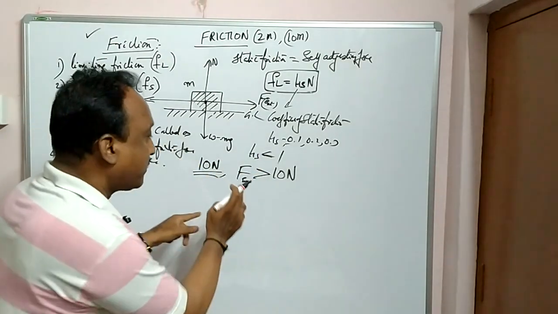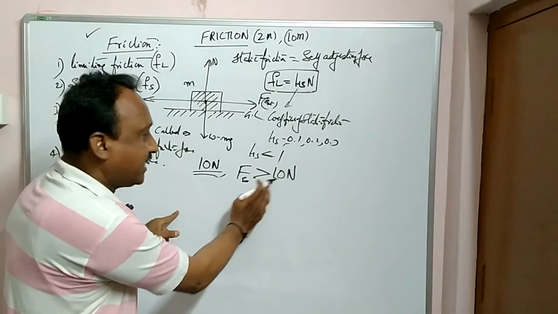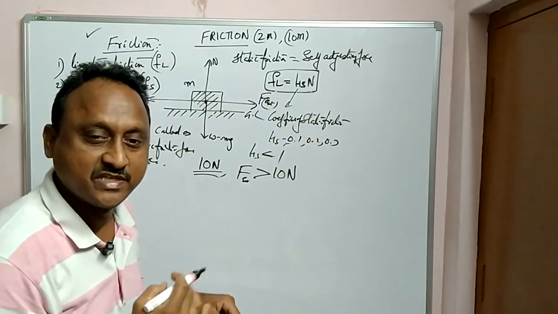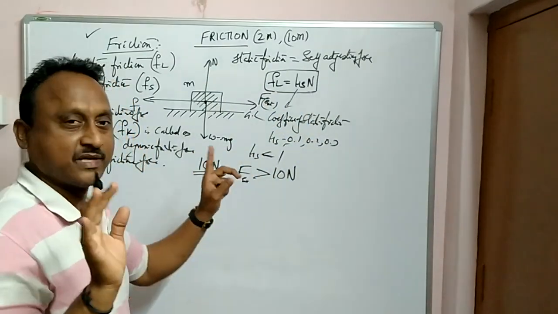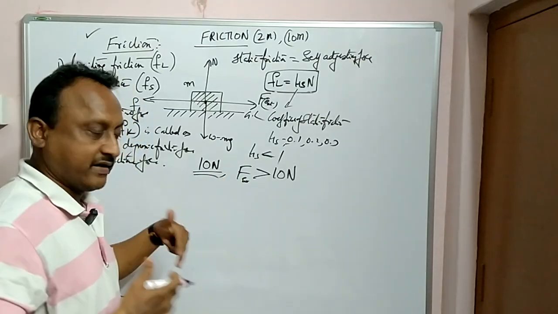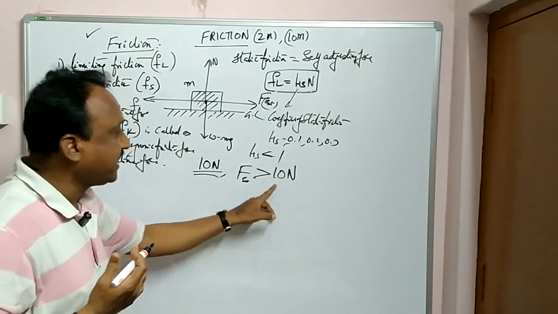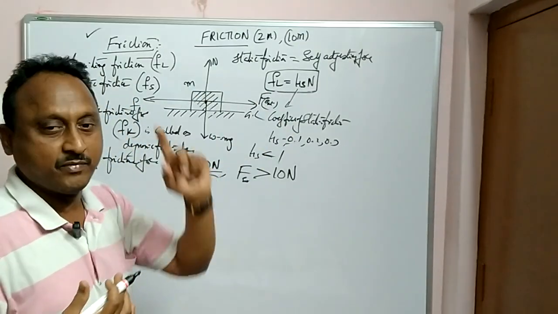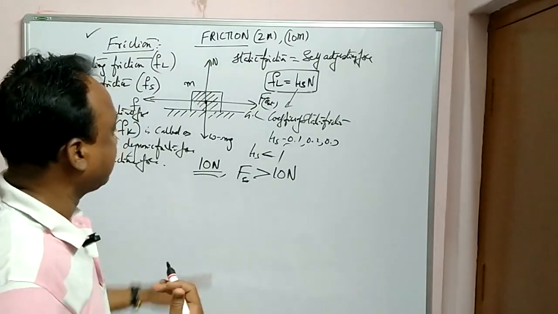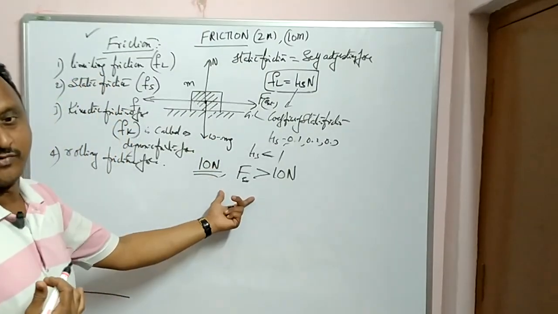So applied force should be greater than 10 newtons. Then only the body can be moved in whichever direction, forward or backward, with some acceleration. So whatever external force is applied should be more than the limiting. Then only the body can move in the forward or backward direction. So that is what the limiting frictional force is.